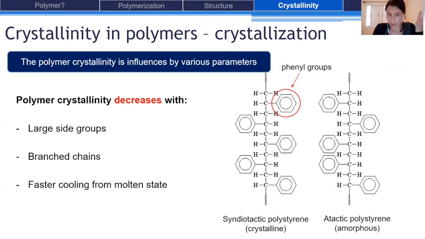On the contrary, some parameters hinder the crystallinity of polymers. For example, polymers that possess large side groups, such as the phenyl groups in polystyrene, will hinder the possibility to crystallize. So that's why polystyrene is amorphous. The branched chain also hinders the crystallization. Then the last parameter that is presented here is the case of a quick cooling from the molten state that we already described.